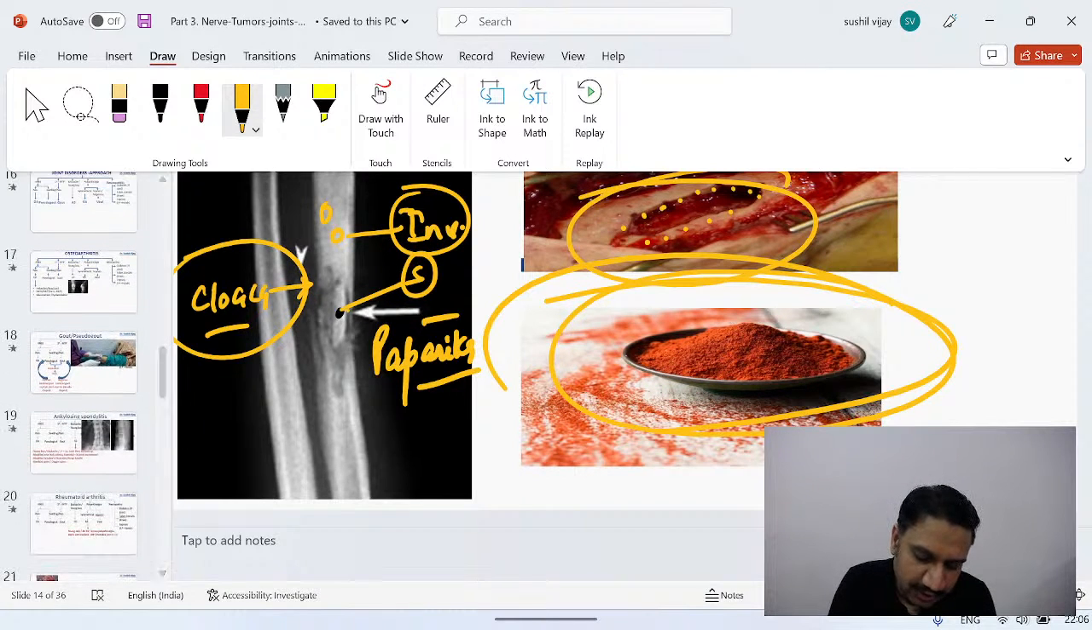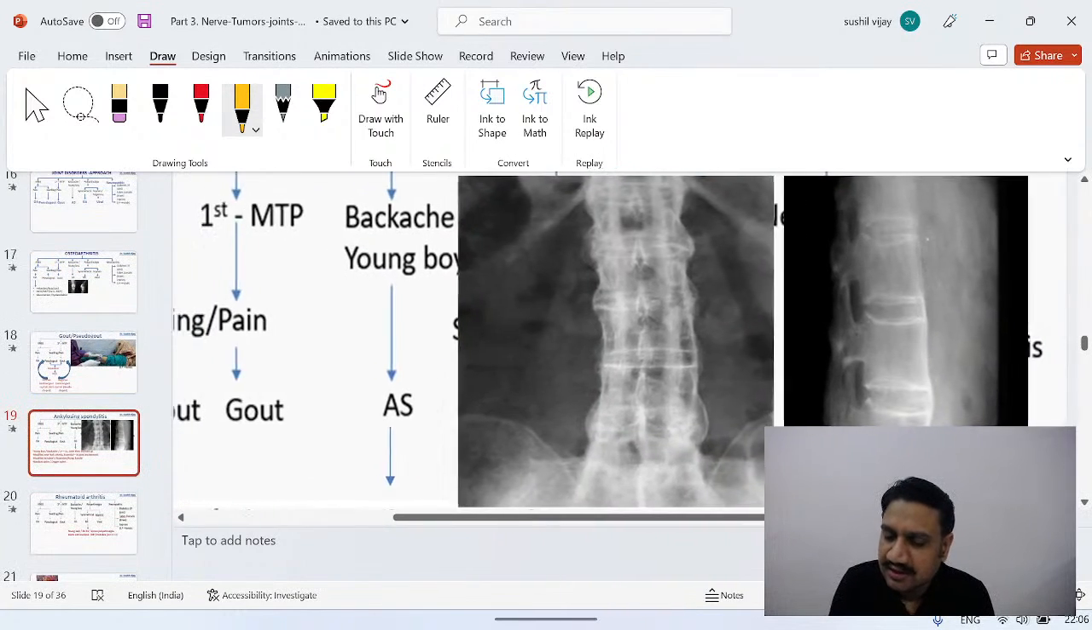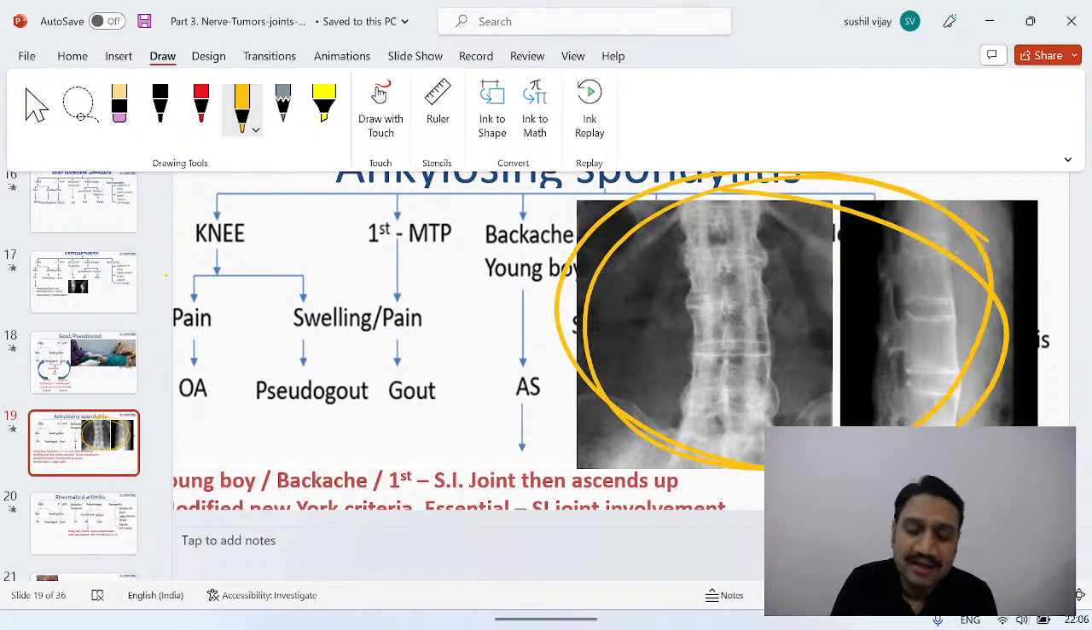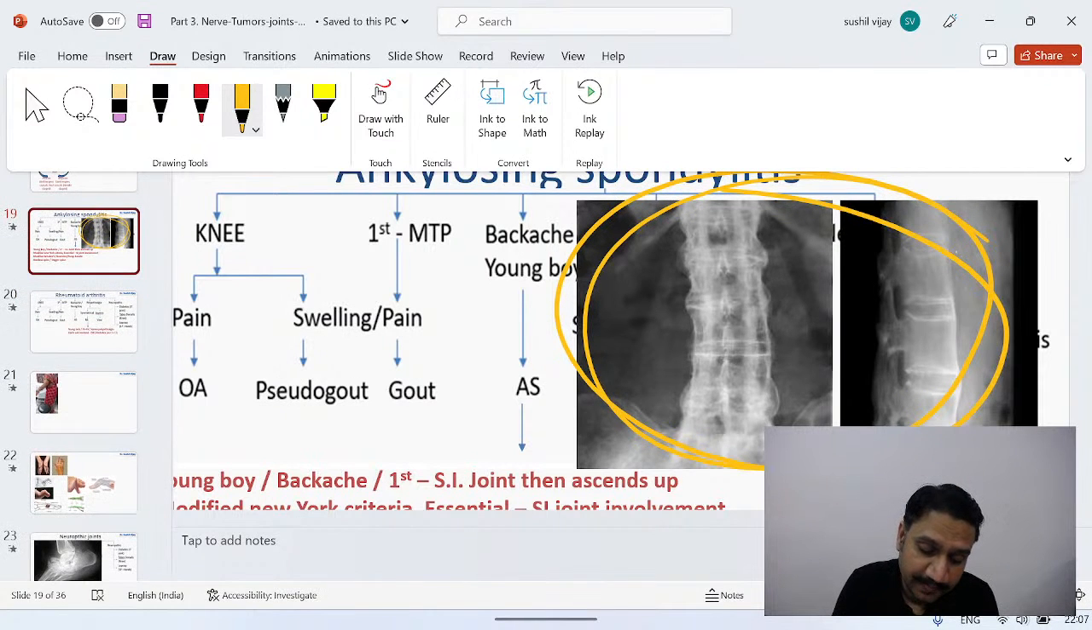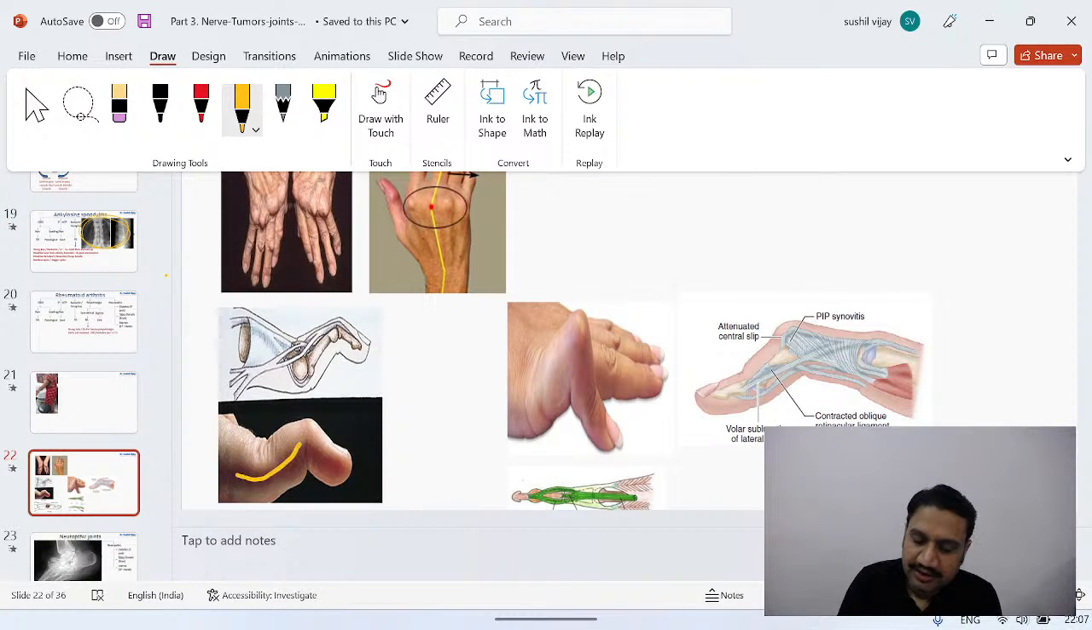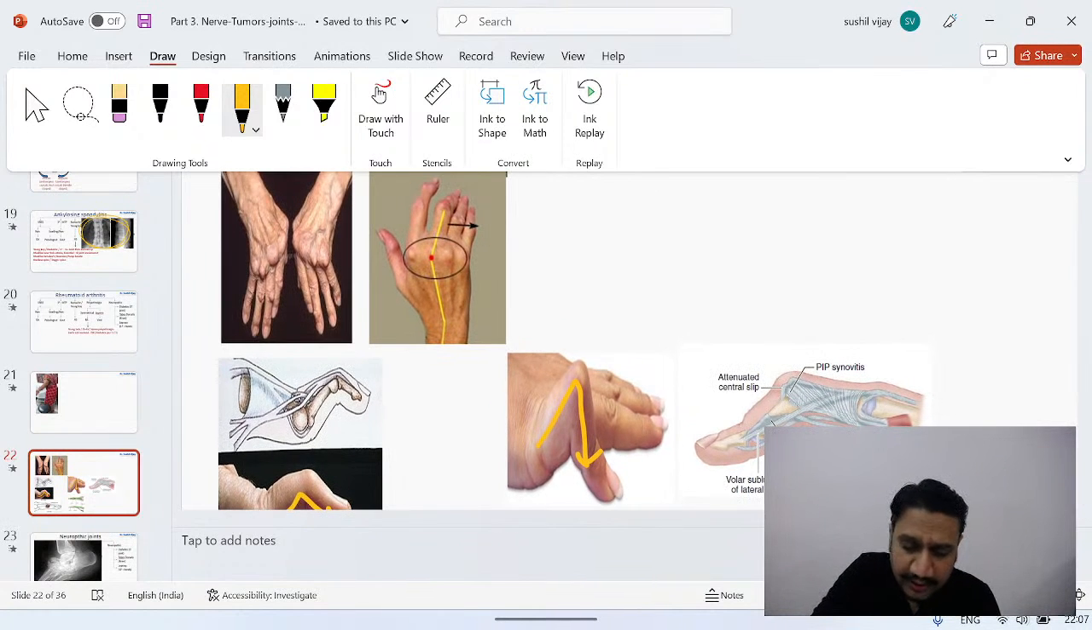Now in the joint disorders, I would like to show you certain images. This is the bamboo spine appearance behind me, classically seen in ankylosing spondylitis. These are the deformities seen in different arthropathies. This one is swan neck and this one is boutonniere. Where do we see that? In rheumatoid arthritis.